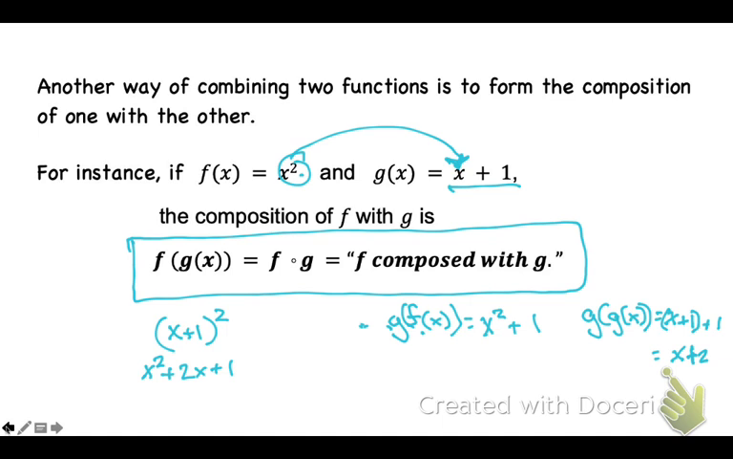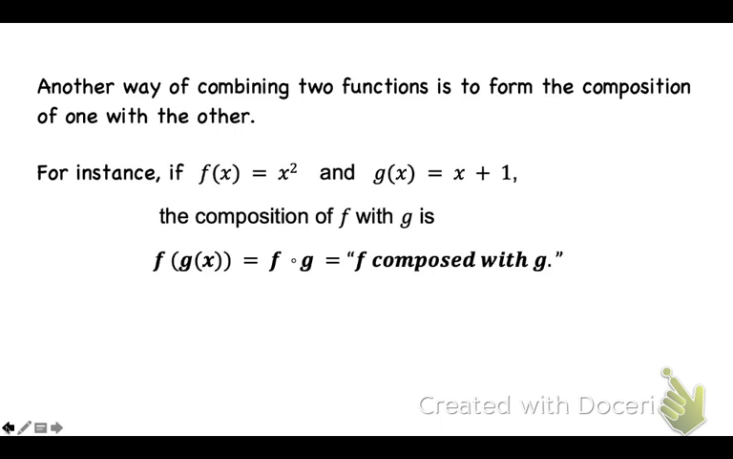What's a trinomial? Tri means how many? Three, 3 terms. A monomial: mono means one. This is a monomial, this is a binomial, and this is a what? Trinomial.